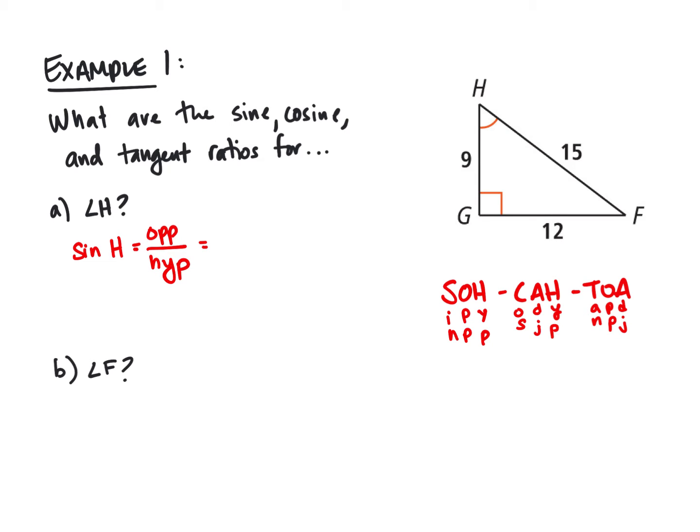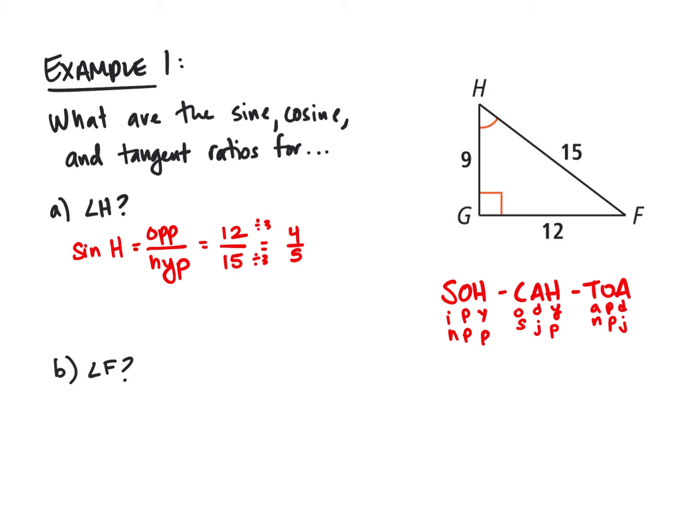The leg that's opposite angle H would be this side right here, segment GF. So we're going to take segment GF's length, which is 12, and put it over the hypotenuse length, which we can see for this triangle is 15. So we have 12 over 15. When we have these fractions, we want to reduce them if possible. If I divide both 12 and 15 by 3, I'm going to get 4 over 5. So the sine ratio for angle H is 4 over 5.